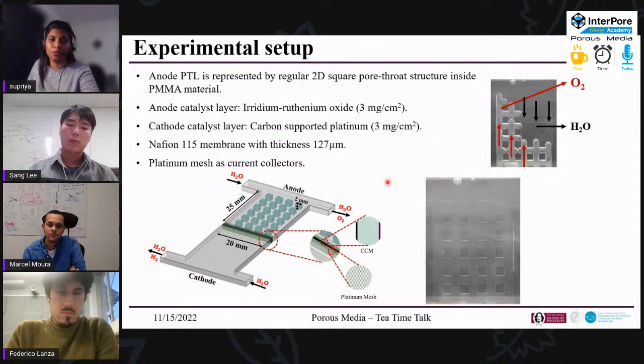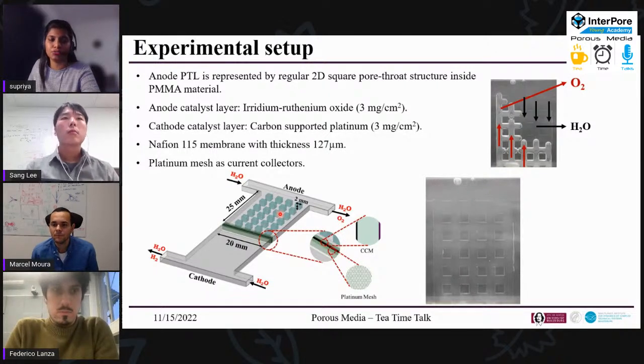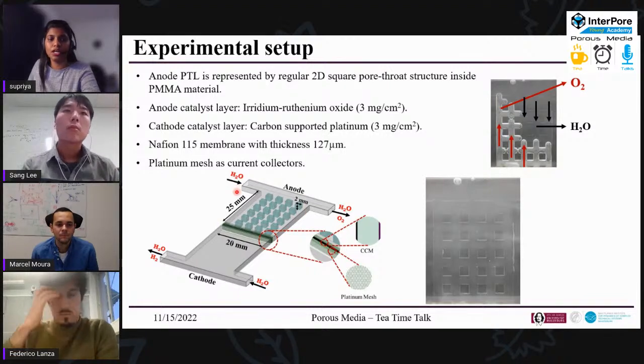And now I will give a brief overview of the experimental setup. Basically we have our microfluidic device, which has an anode and a cathode side. In the anode, we represent the porous structures as pores and throats. It's not a real representation of the PTL, but since it's a prototype, we would like to start with a simpler structure. So we represented our anode side as pores and throats, and the entire setup is made of PMMA material.